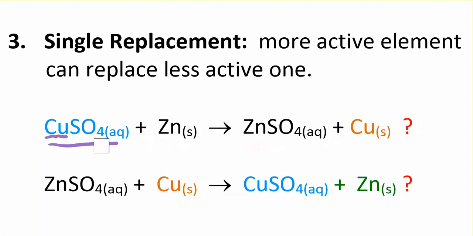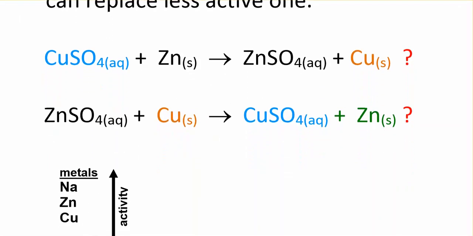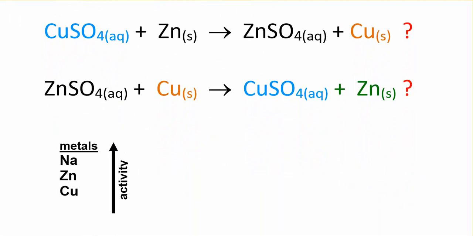So zinc is replacing copper in the first one, and in the second one it's the other way around. Copper is replacing zinc. So only one of those can really occur, because the rule up here says that only a more active element can replace a less active element. Now, activities of elements are hard to predict, and there are tables in your textbook to show you which elements are more active. But let's just say this is an activity table.